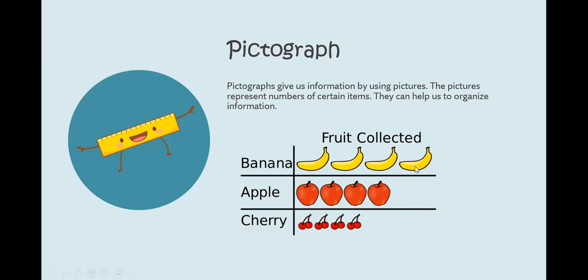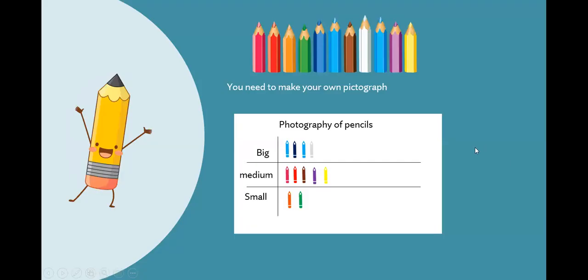So when you look at this example, it's fruit collected. So they collected bananas, apples, and cherries. Then they just draw a picture of the things. So what you are going to do now, you need to make your own pictograph.